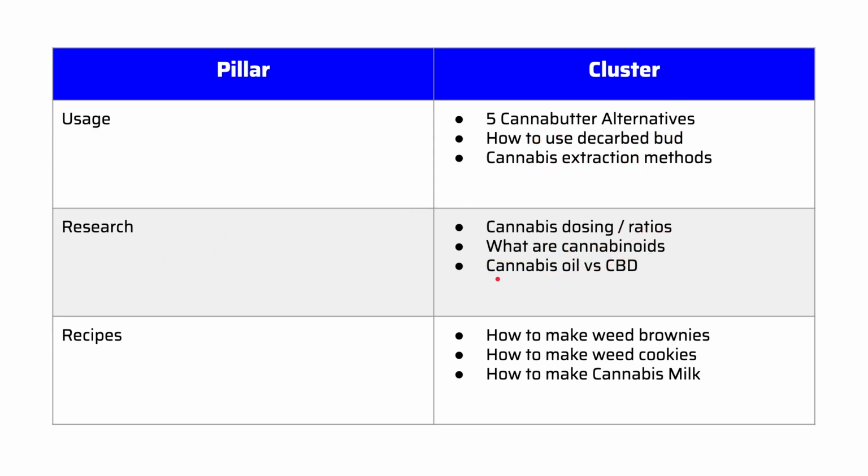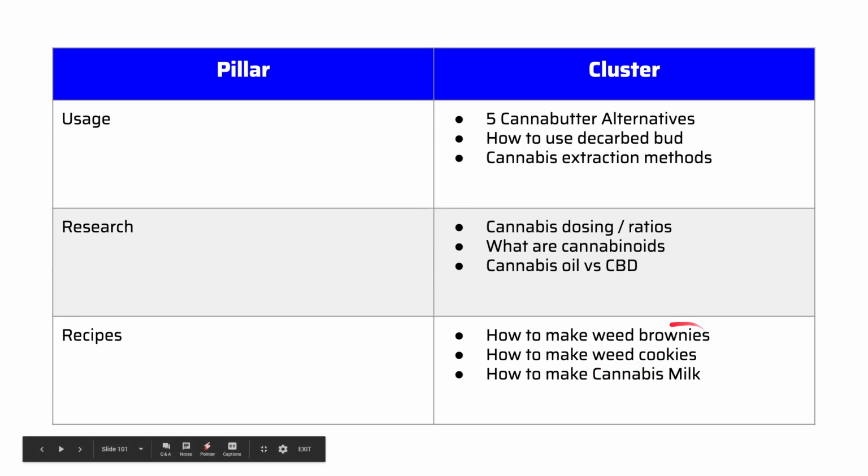What are cannabinoids, cannabis oil versus CBD, and all these things. What we did is we committed to a budget to go and get these things researched and tested so we could publish them, which I'll show you in a second. Finally was recipes. So this is much more top funnel, much more viral type traffic, but there's such massive search volume around these things: how to make weed brownies, how to make weed cookies, how to make cannabis milk. All of these things here are direct outputs of the product that they were selling.